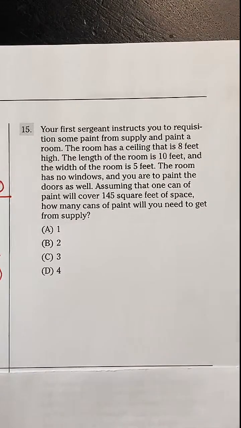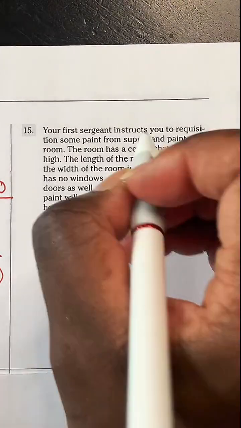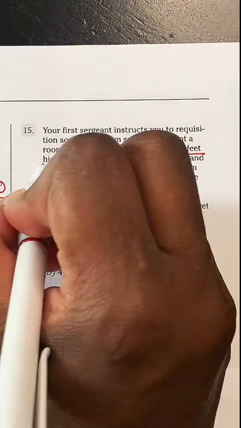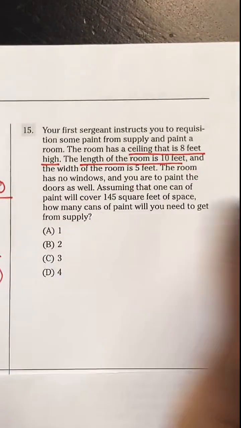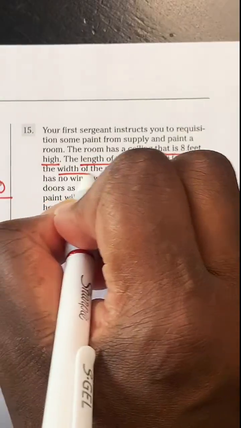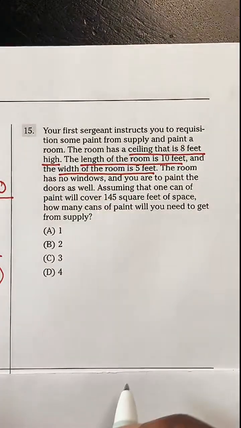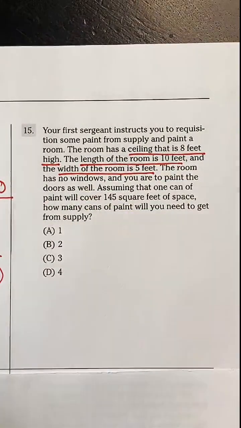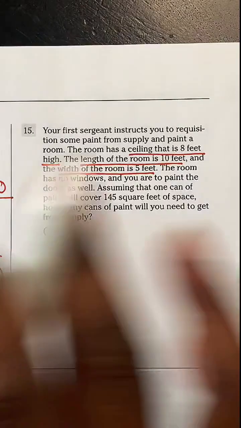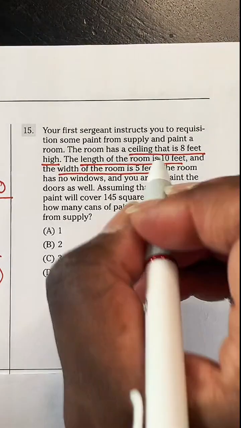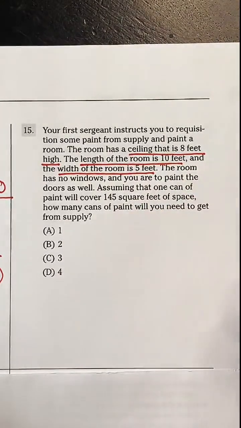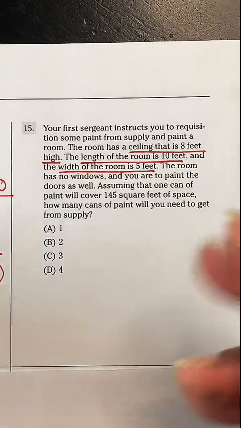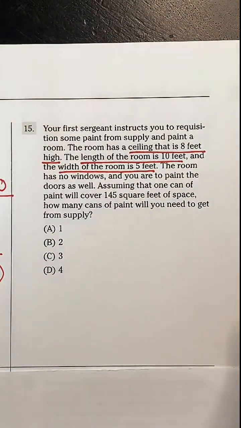Since they're saying, okay, you're in a room, the room has a ceiling that's 8 feet high. The length of the room is 10 feet. The width is 5 feet. There's no windows, so we don't have to worry about subtracting windows or all that. And we're going to paint the door. So they're not saying how many cans of paint it takes to fill the room till it fills up.